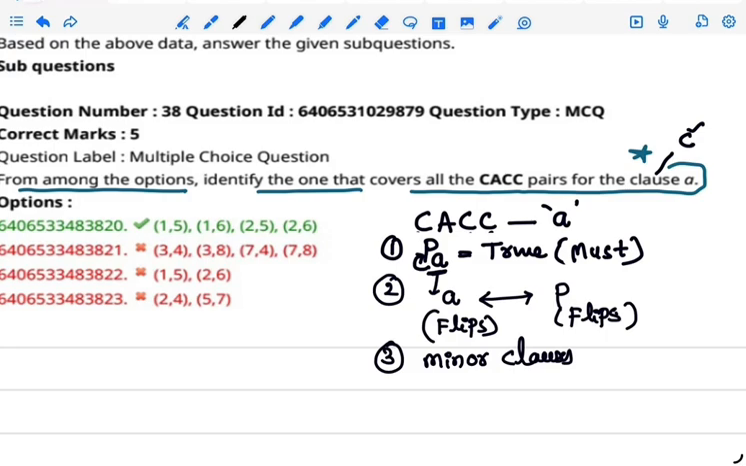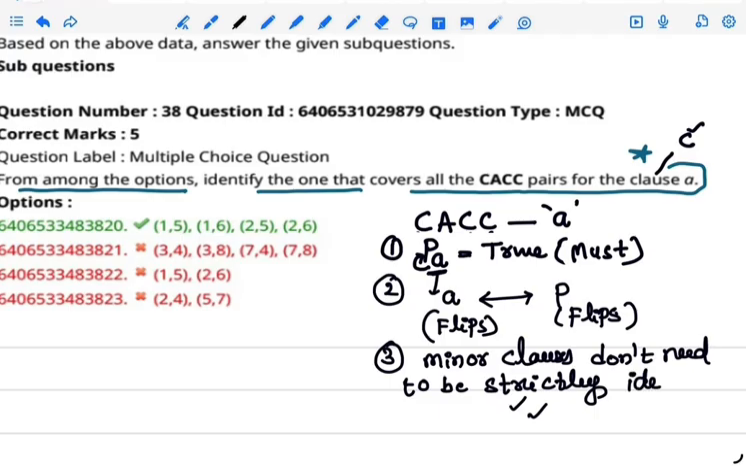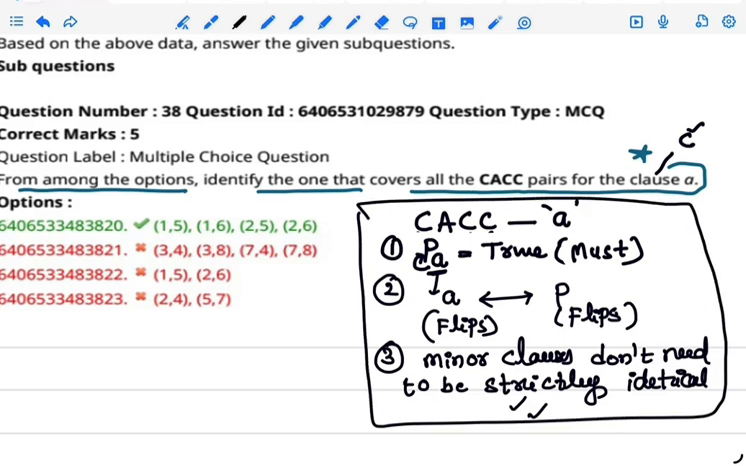Minor clauses do not need to be strictly identical. The minor clauses need not be identical. If they are identical, it is okay. If they are not identical, it is also okay. Identical means same values. So what are the minor clauses? You have to remember this to calculate the CACC.